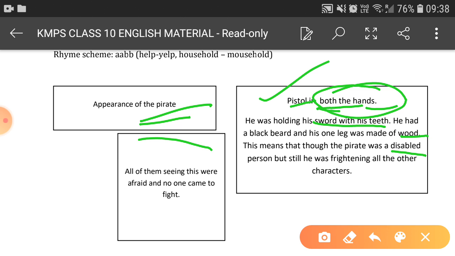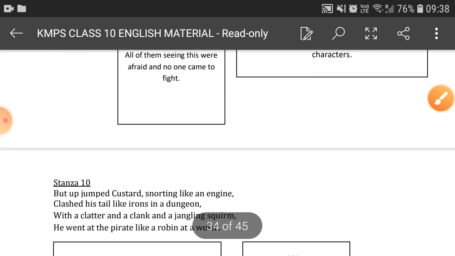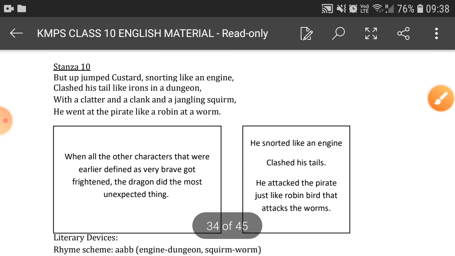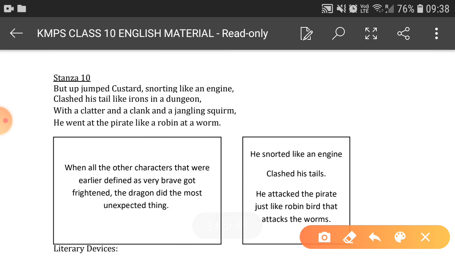All of the pets, including Belinda, were afraid when they saw this pirate, and no one came to fight. In this stanza we get a very different character of Custard. When all the other characters that were earlier defined as very brave got frightened, the dragon did the most unexpected thing. You can see how hidden talents find their way to show the capability that a person can have.